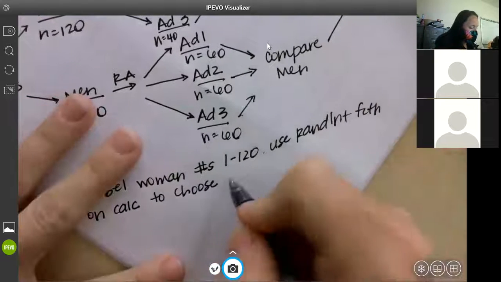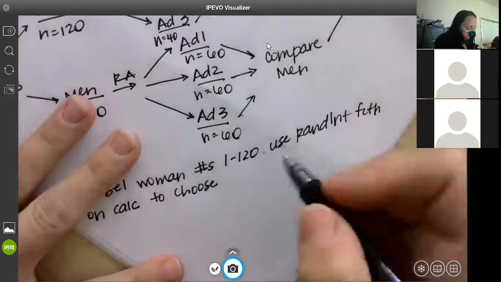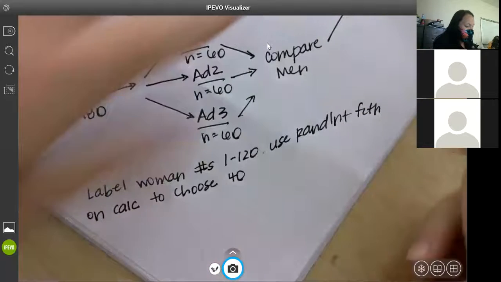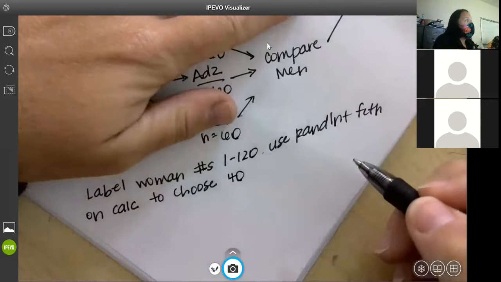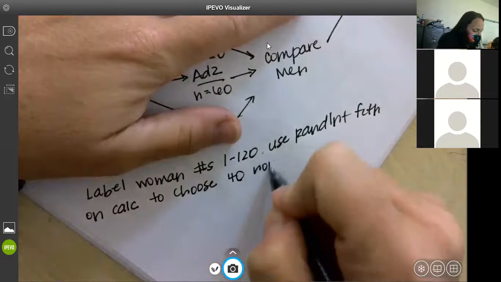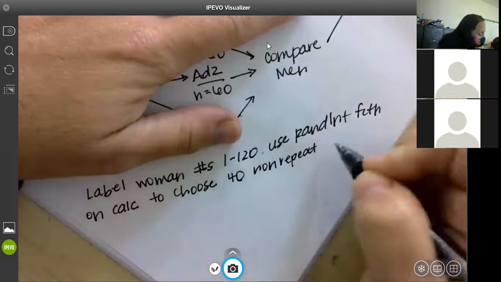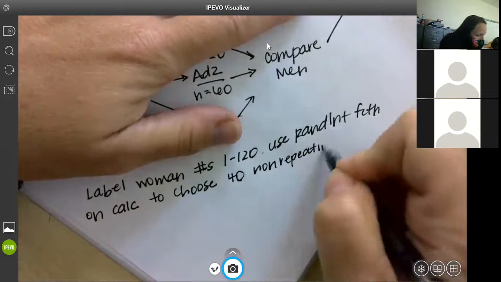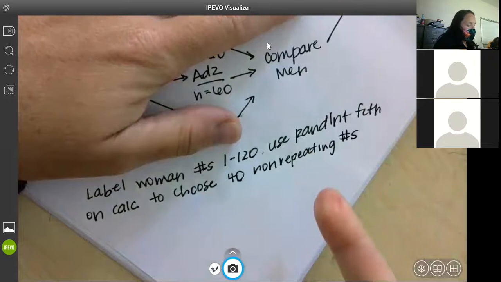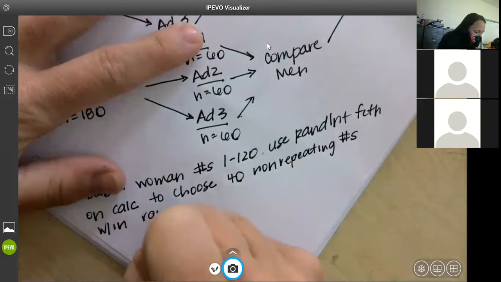To choose how many? 40. What do you got to remember? Non-repeating and what? No, that's non-repeating. Within the range. Perfect. Within range.